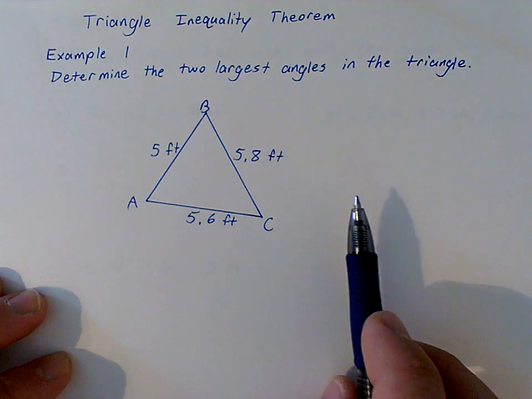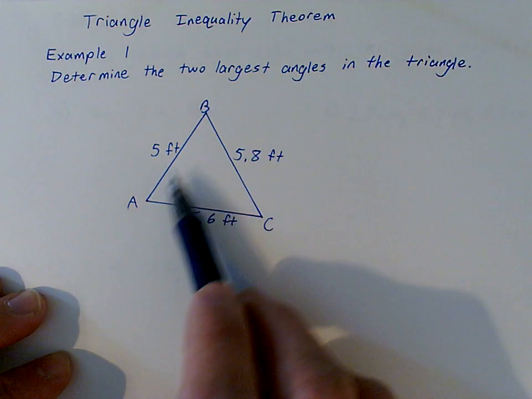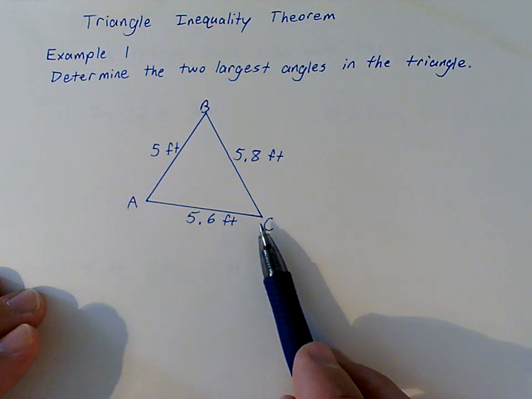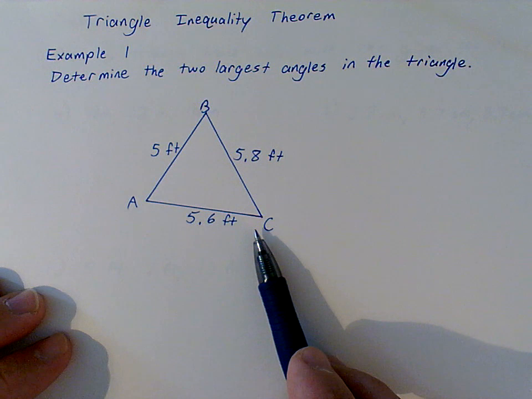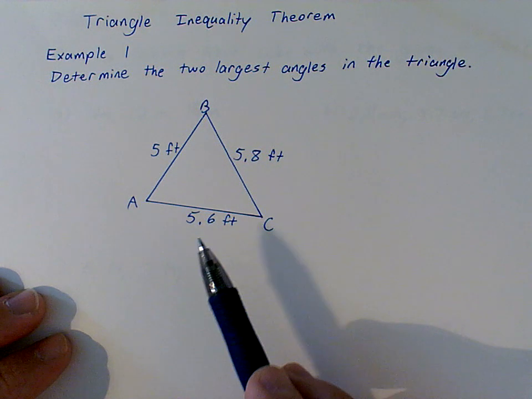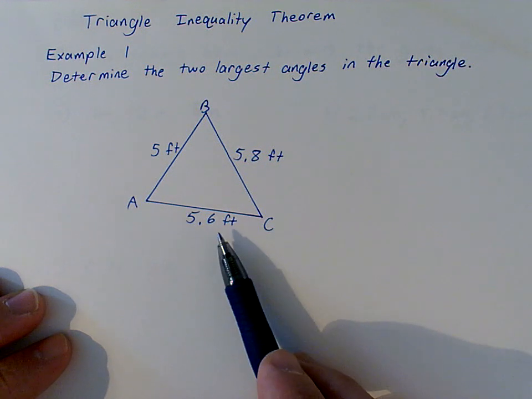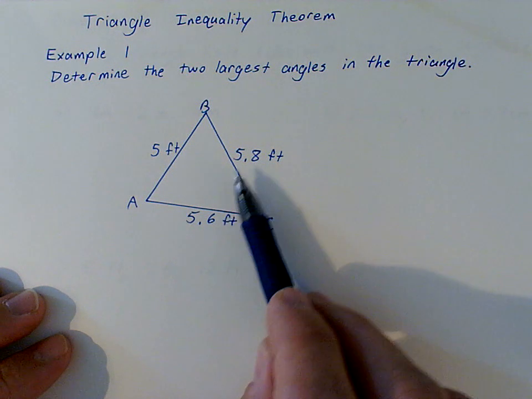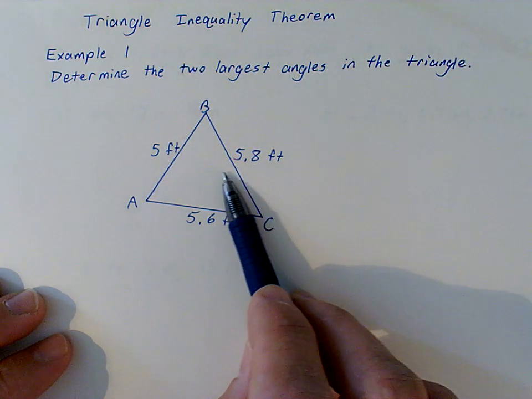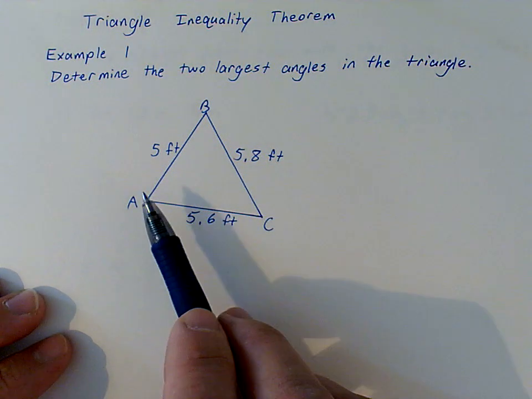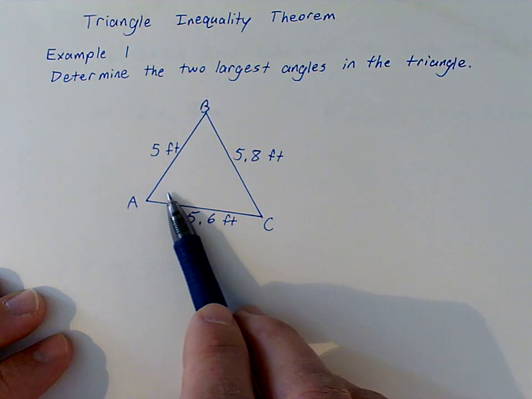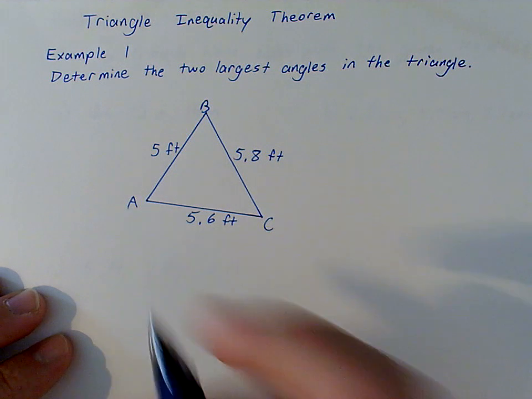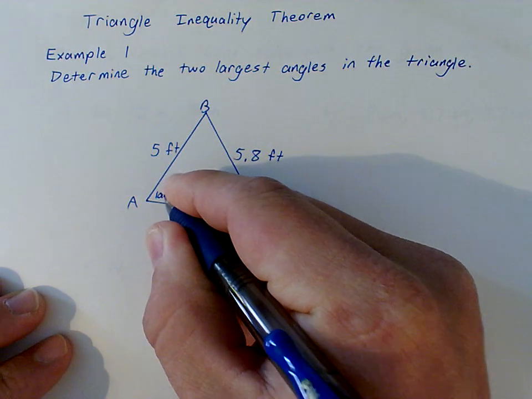What you're going to want to avoid is just looking at the angles and trying to guess which two are the largest. What you should be doing is looking at the side lengths, because here's how the triangle inequality theorem works. The longest side is always across from the biggest angle. So I know that since 5.8 feet is my longest side, that's across from my largest angle. I know angle A is the largest angle.